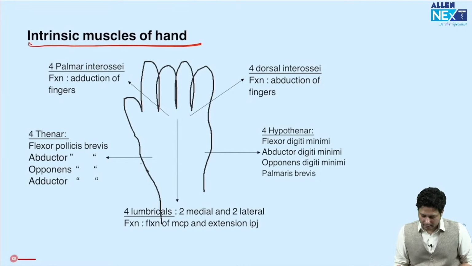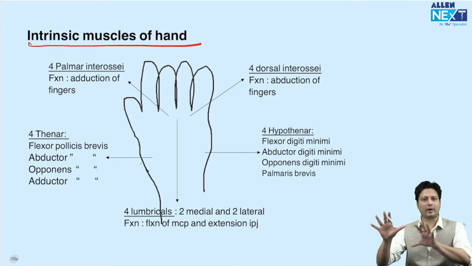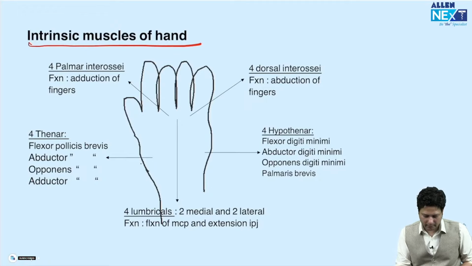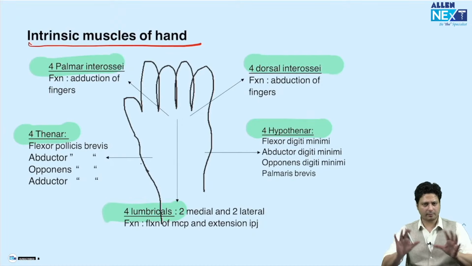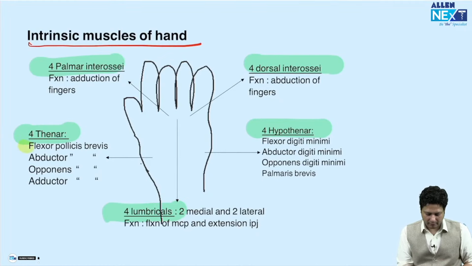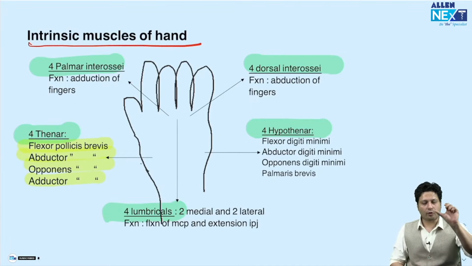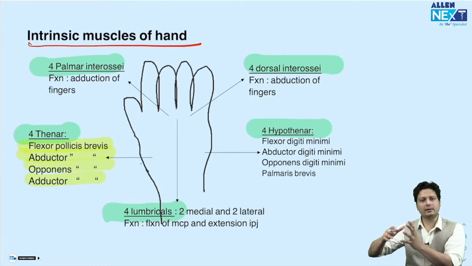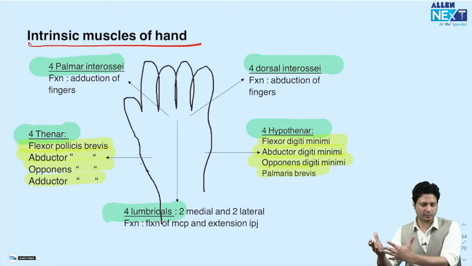Just try to understand. The intrinsic muscles of the hand are divided into 4 different groups. The first group is the thenar group, the second is the hypothenar group, the third is the lumbricals, and the fourth is the interossei. All you have to remember are the names of the thenar muscles: flexor pollicis, abductor pollicis, opponens and adductor pollicis. Whatever the names of these thenar muscles are, they represent similar actions also. In the hypothenar group, we have flexor digiti, abductor digiti, opponens digiti and palmaris brevis.